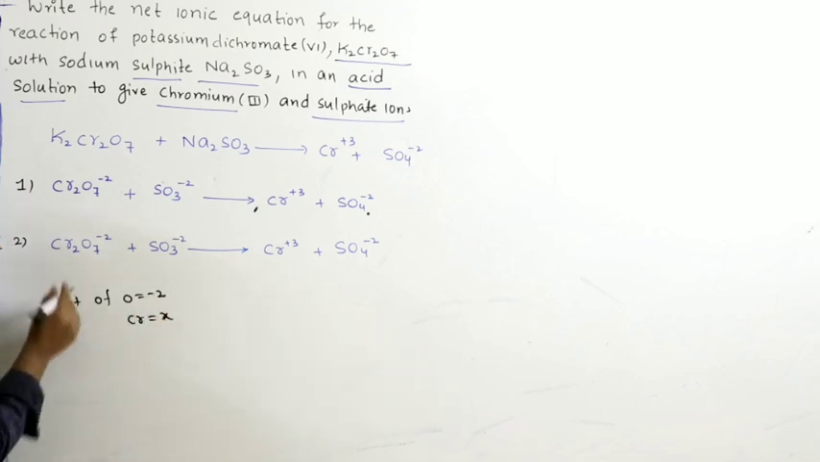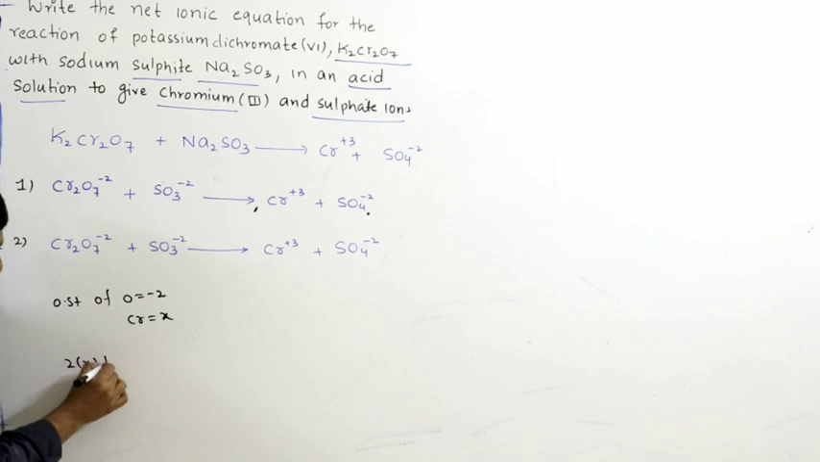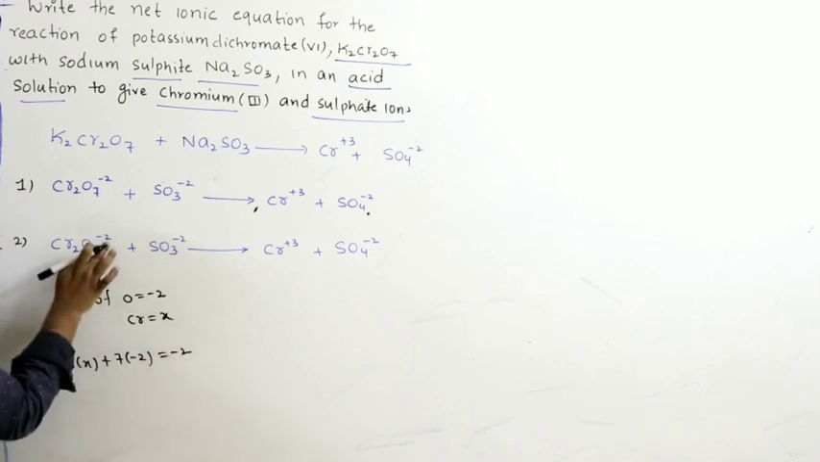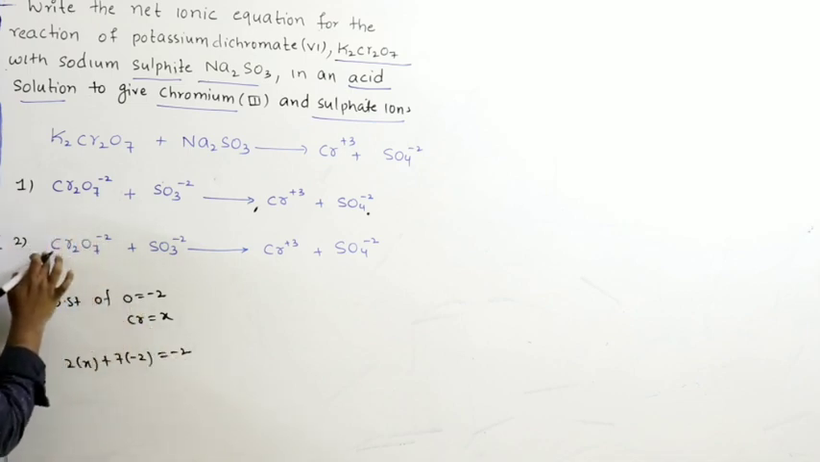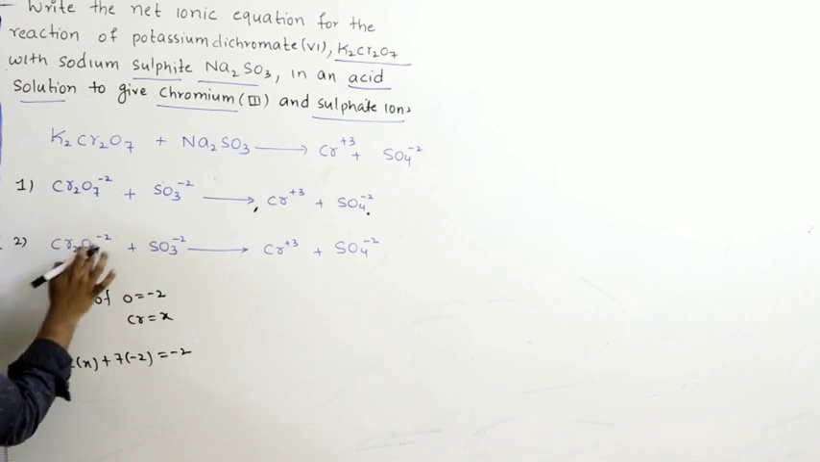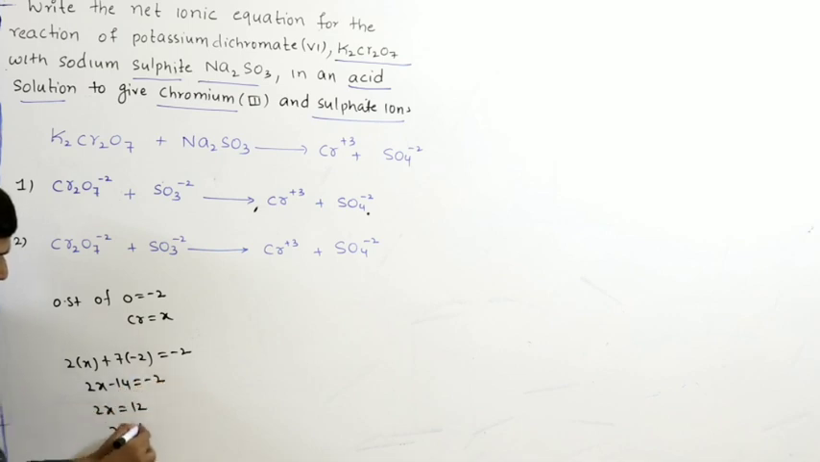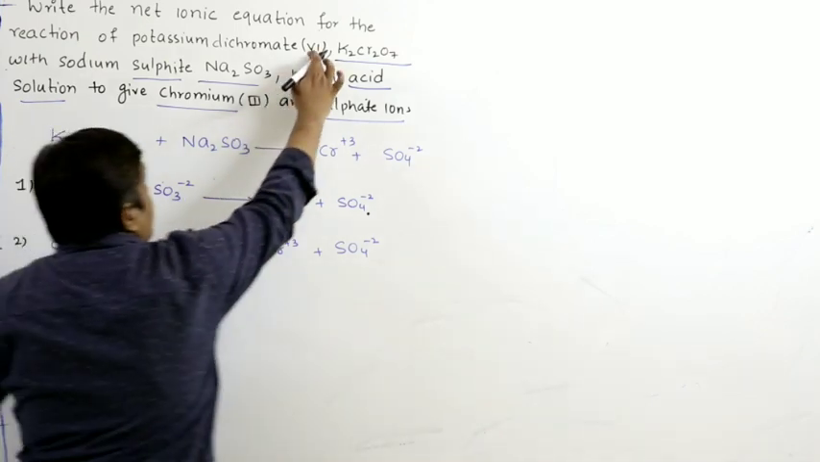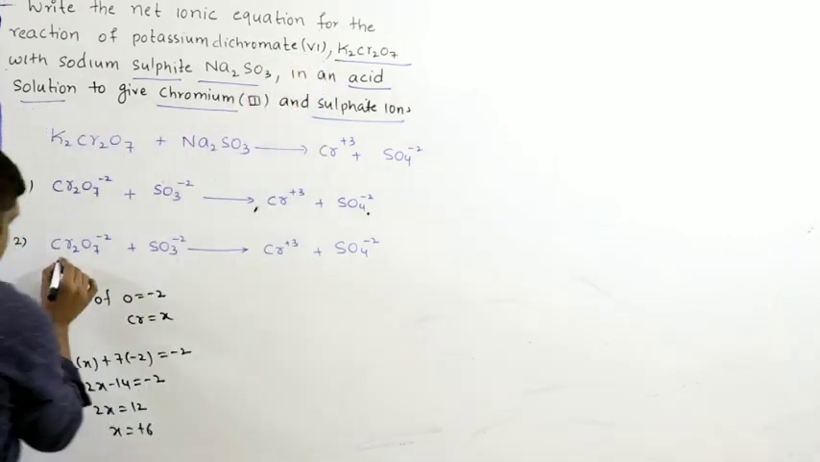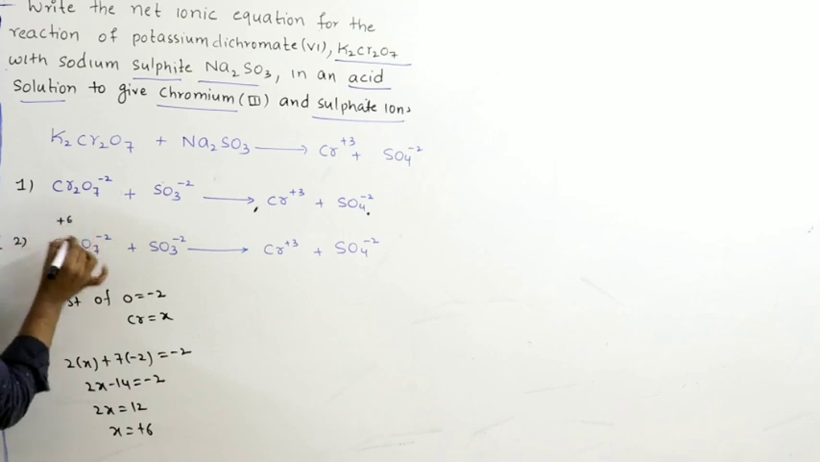How many chromiums are there? 2. So 2 into X, plus 7 oxygen into its oxidation number -2, equal to -2. The charge on the ion is -2, and the sum of the oxidation states of all atoms in this ion must be equal to the charge. So 2x - 14 equals -2, 2x equals 12, x equals +6. That is what is given here. So the oxidation state of chromium is +6, oxygen is -2.